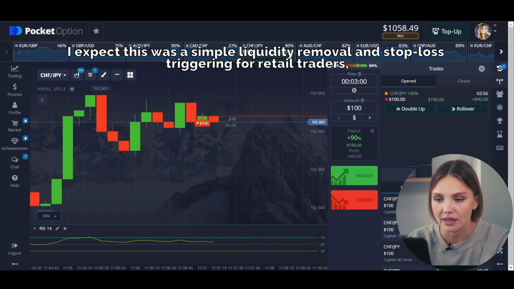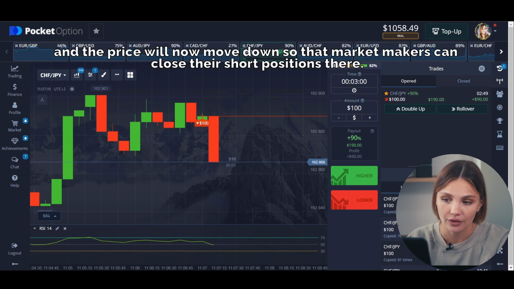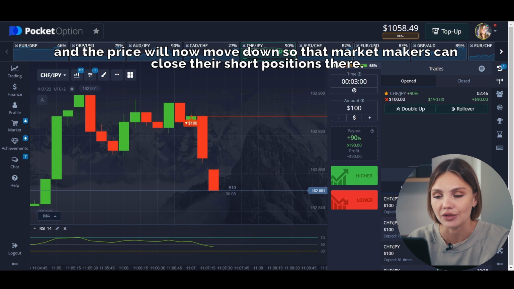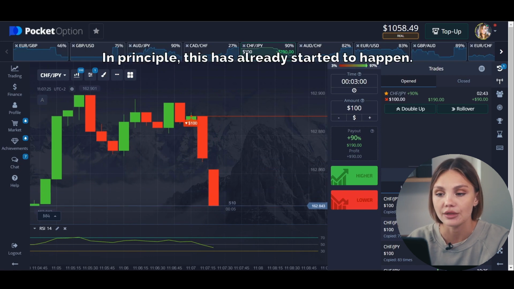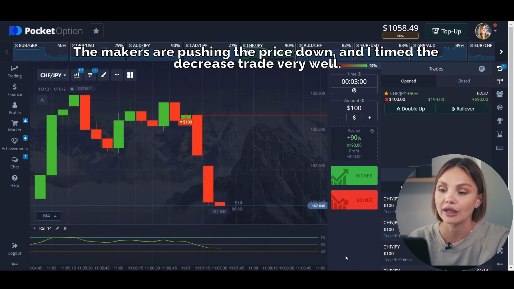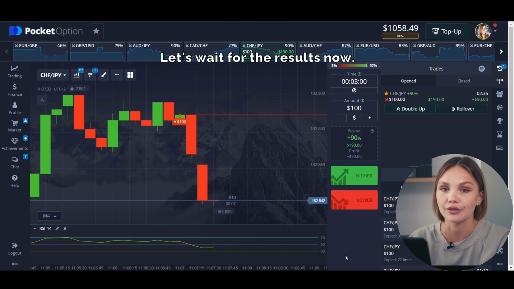I expect this was a simple liquidity removal and stop loss triggering for retail traders, and the price will now move down so that market makers can close their short positions there. In principle, this has already started to happen. The makers are pushing the price down, and I timed the decrease trade very well. Let's wait for the results now.